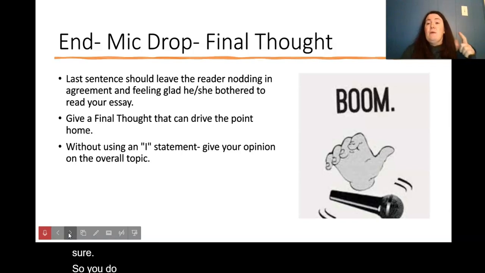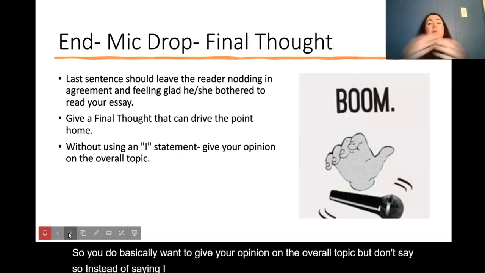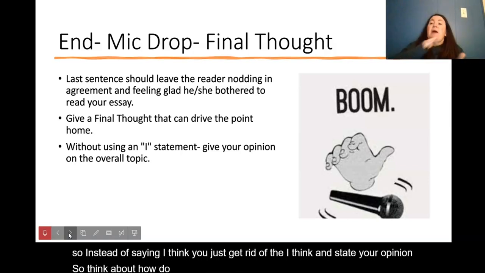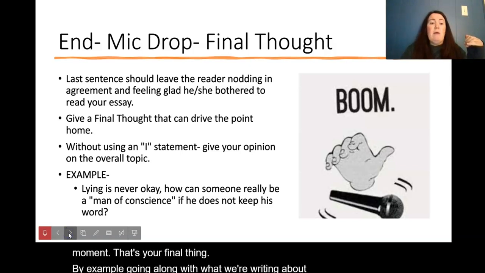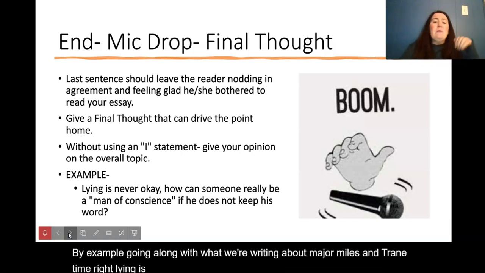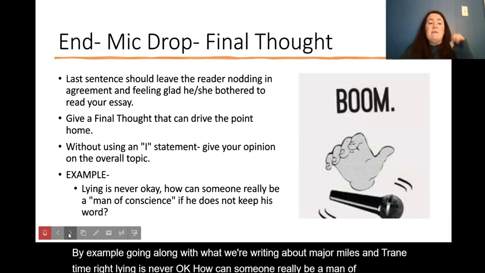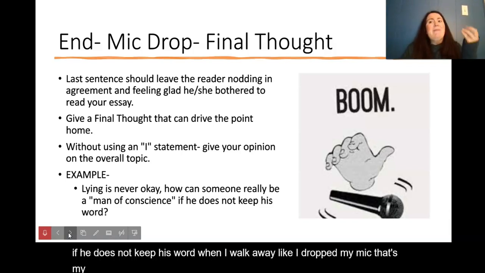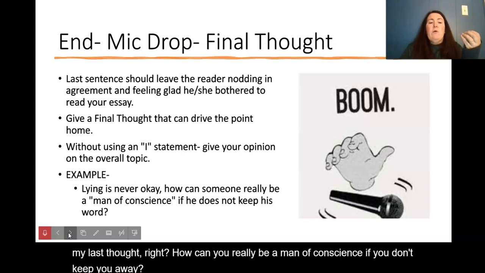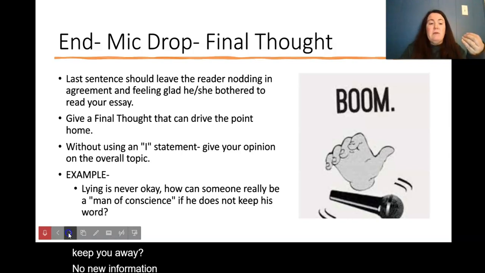So you do basically want to give your opinion on the overall topic, but don't say I. So instead of saying, I think, you just get rid of the I think and state your opinion. So think about, how do I feel about all of this? And that's your mic drop moment. That's your final thing. Here's my example going along with what we're writing about, Major Miles and Train Time, right? Lying is never okay. How can someone really be a man of conscience if he does not keep his word? And I walk away like I dropped my mic. That's my last thought, right? How can you really be a man of conscience if you don't keep your word? No new information, it's all things I already stated.